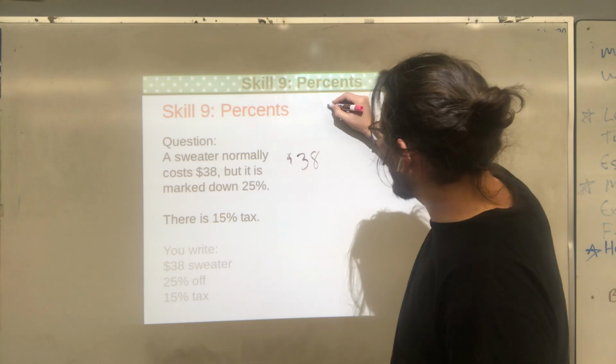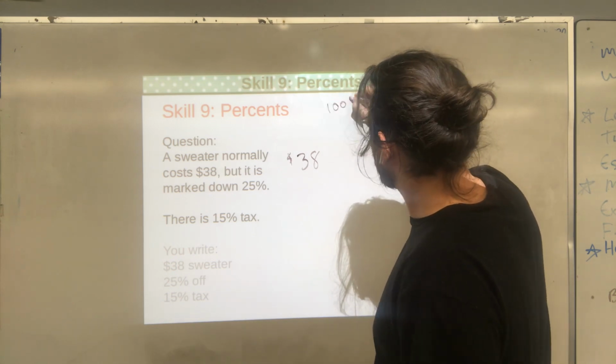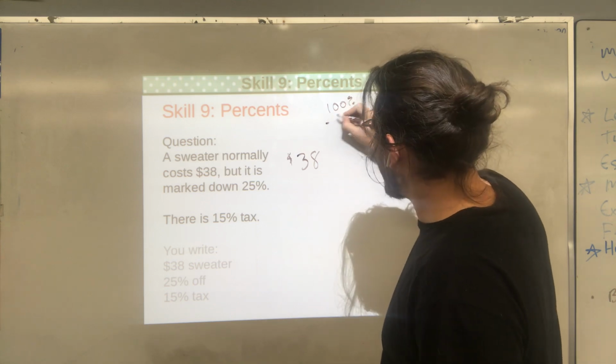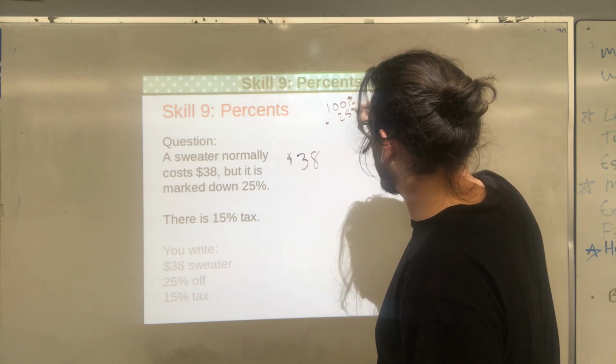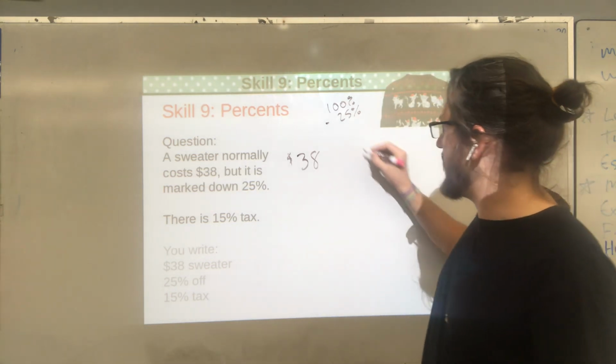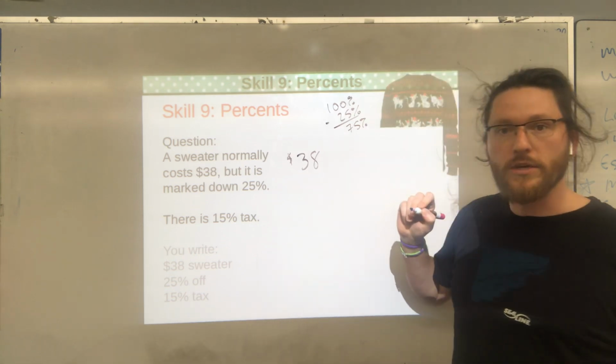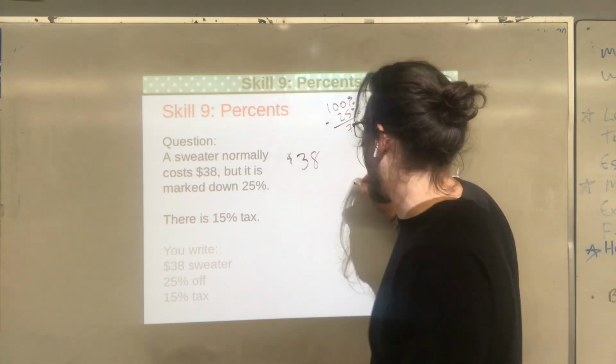Okay, we normally would have to pay 100%, but we're taking off a 25% discount. So that means we actually only have to pay 75% of our original cost. Let's figure out what that price is.